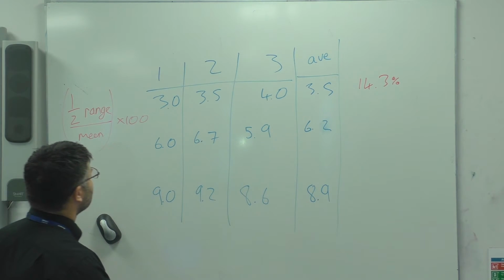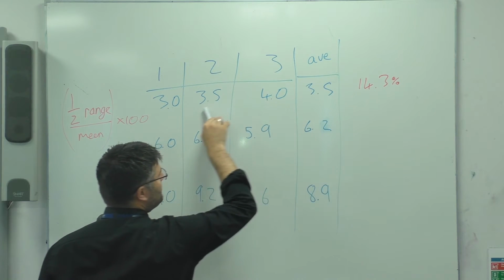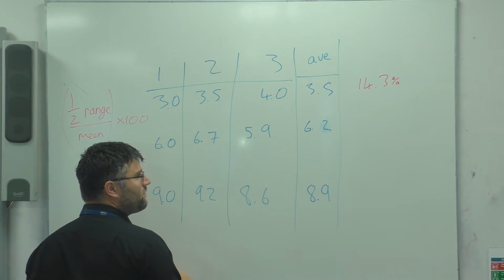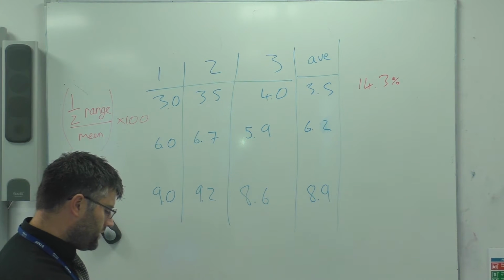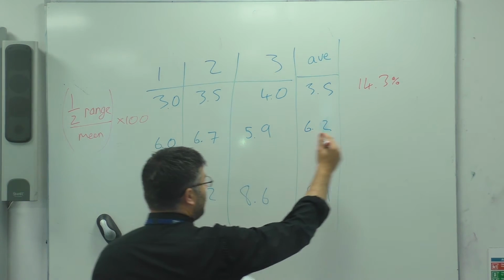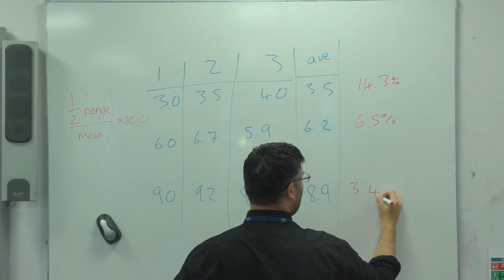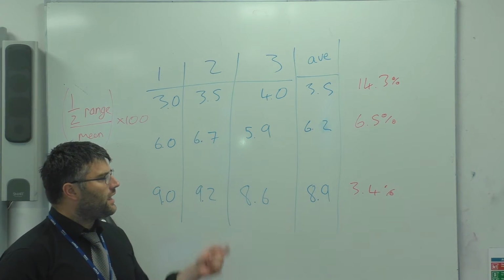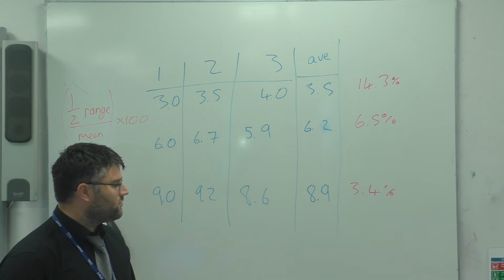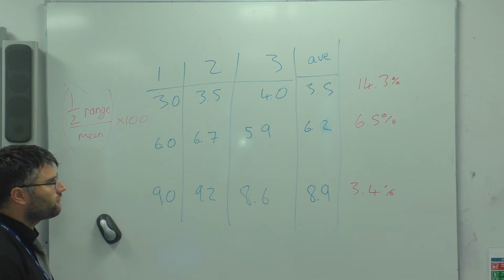Please note as well, I'm using 1 decimal place for the percentage because I had 1 decimal place everywhere else. We stick to the precision as best we can of those values. So, next one, if we work it out, it should be 6.5%. Next one should be 3.4%. So you should be able to work those out and prove those values there, no problem.